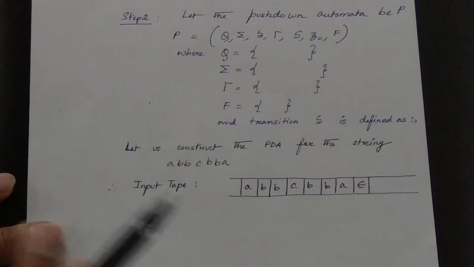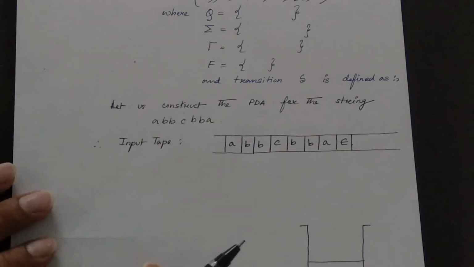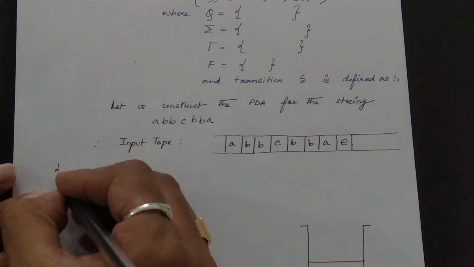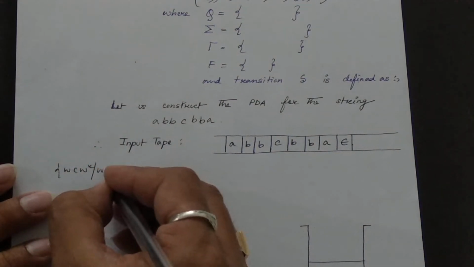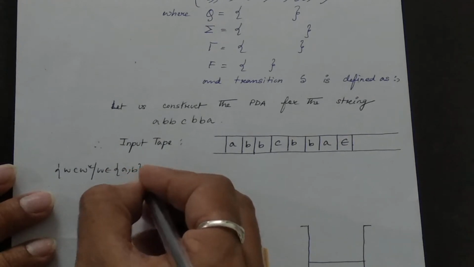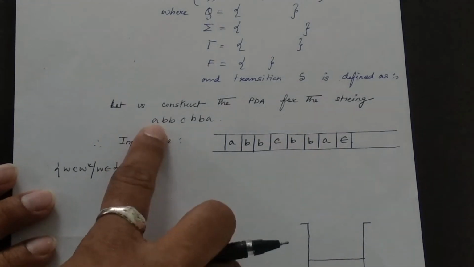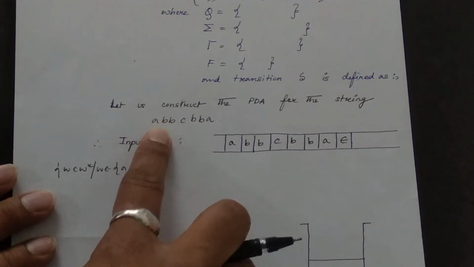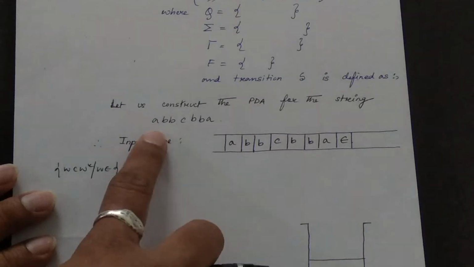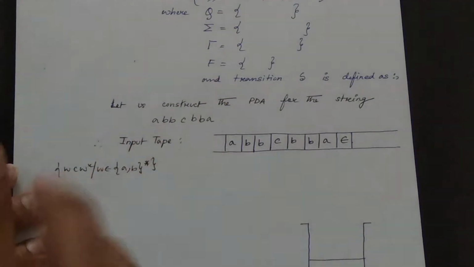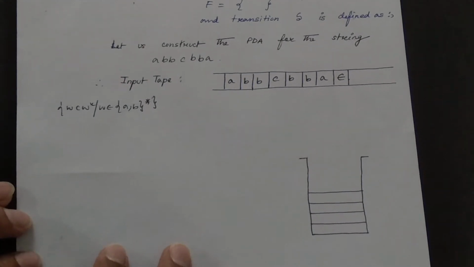Let us now draw the transition diagram and check how this language, W C W to the power R such that W belongs to {a, b}, works. I will show you the universal concept, and then you can easily draw the diagram for this particular string also, or you can go with the universal diagram, and for the transition function you can show this string. Clear? Now let us check how to work out this particular language.